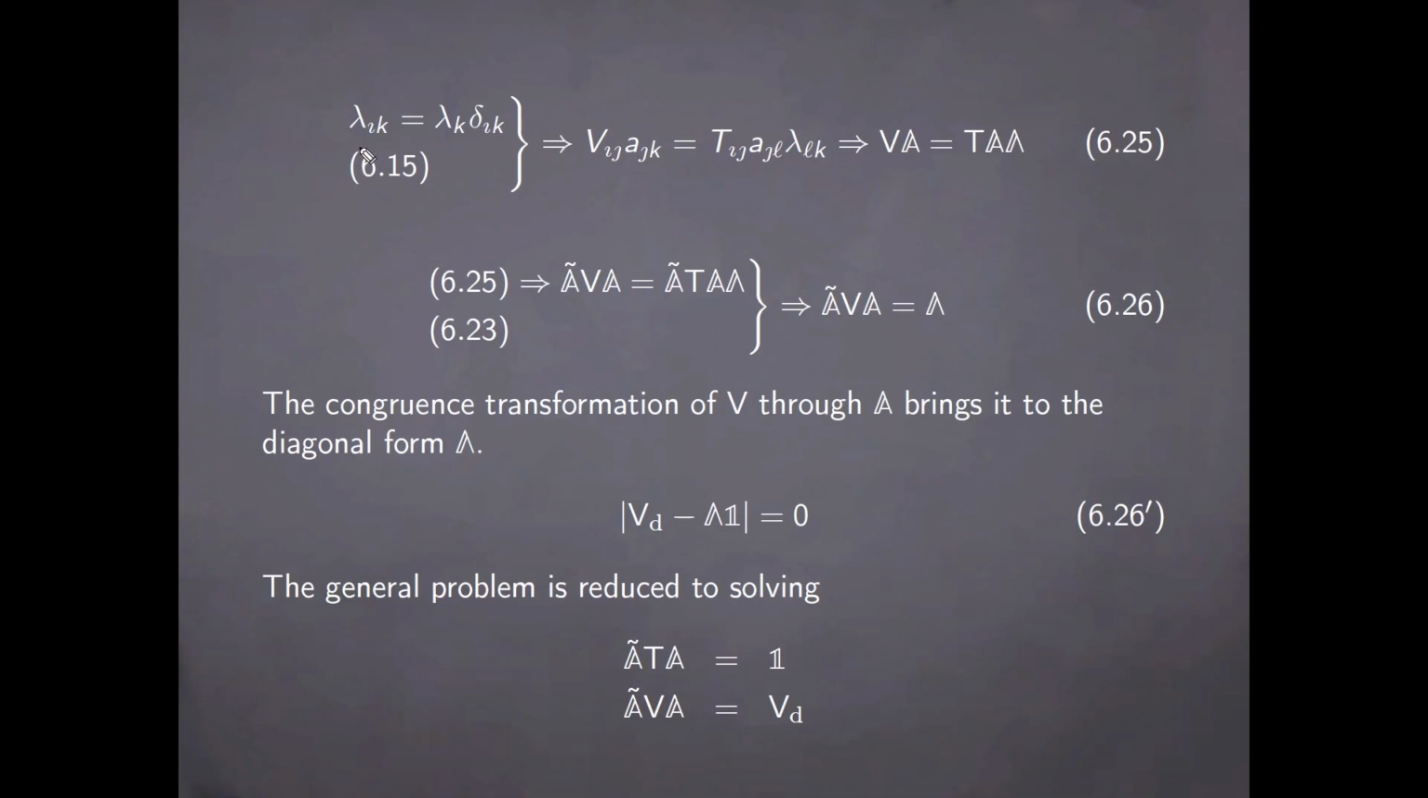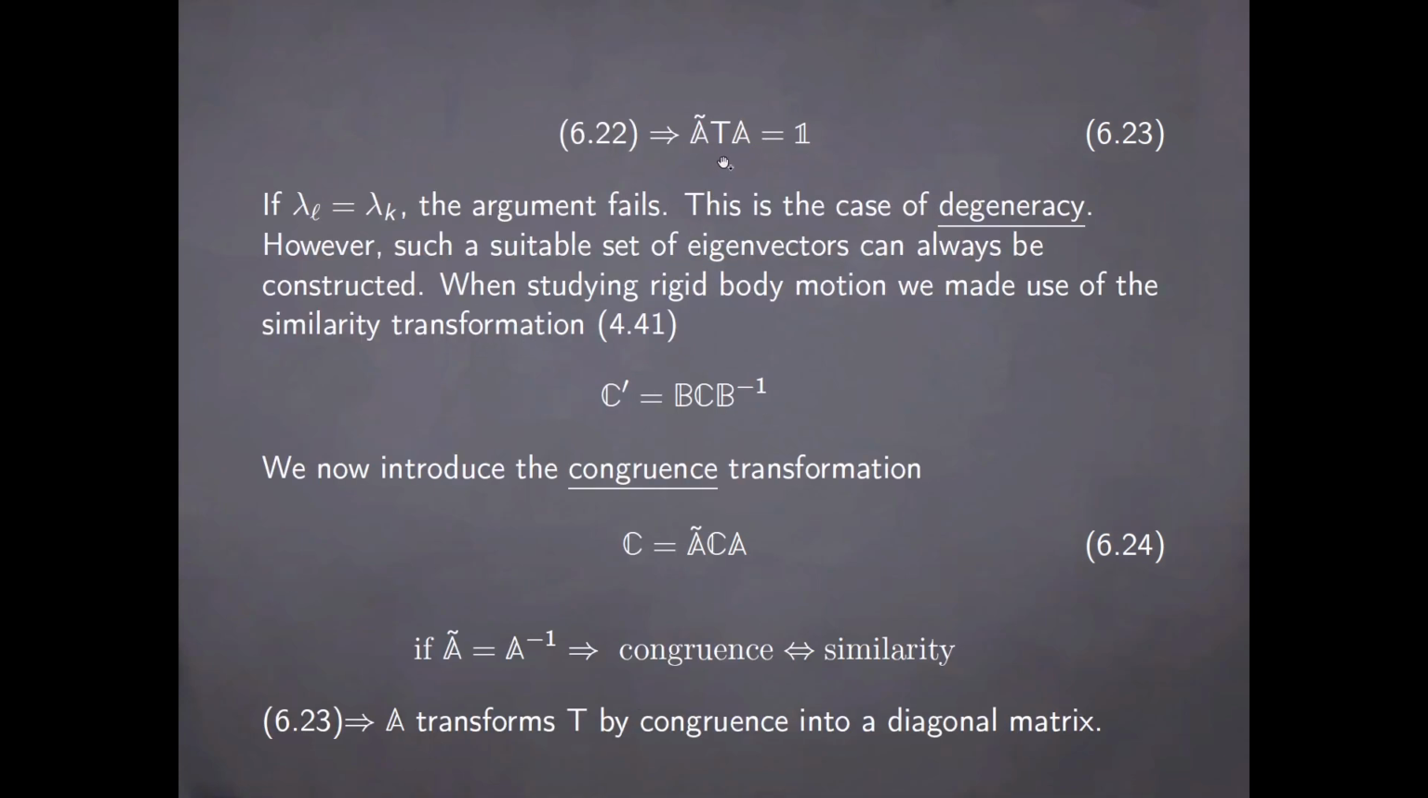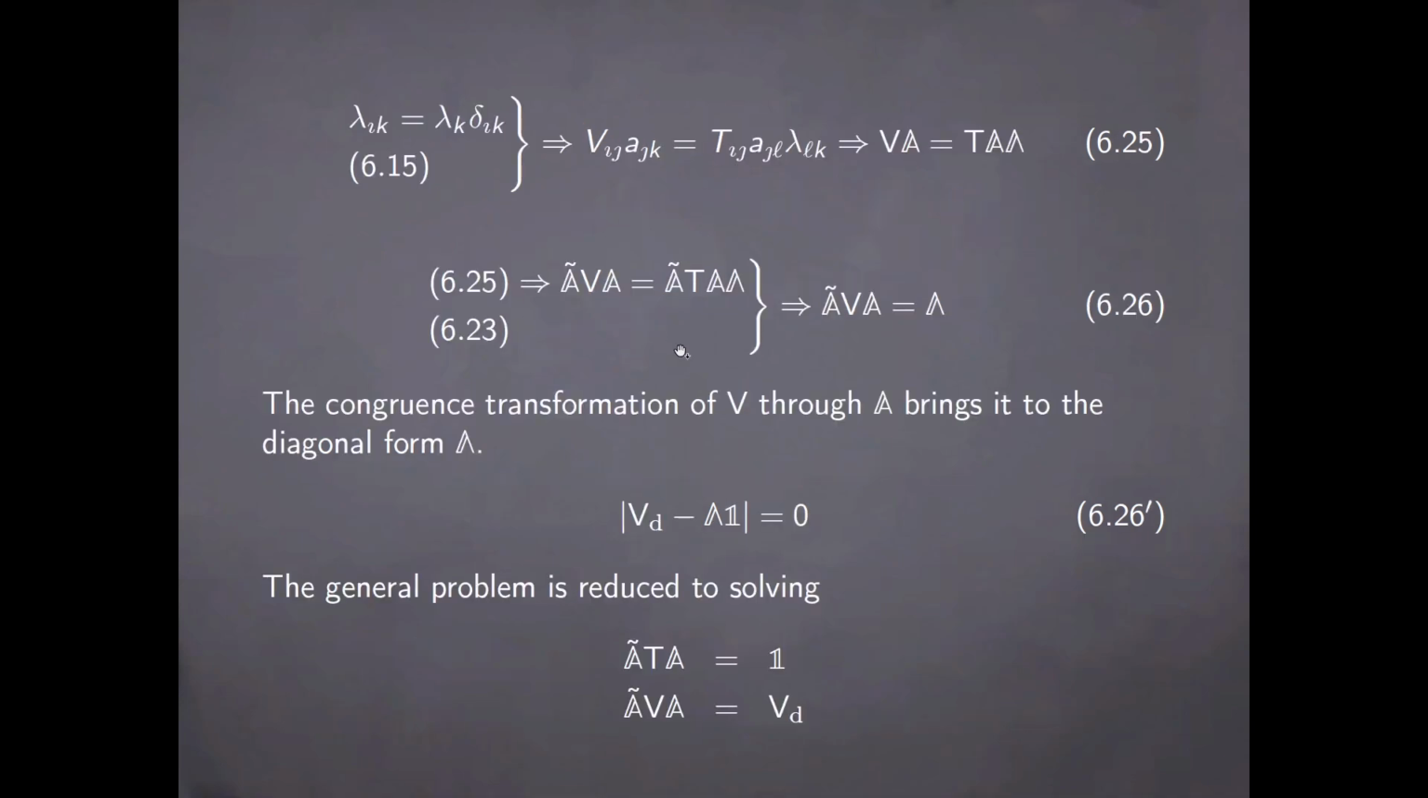Now, if we can write the eigenvalues in the form of a diagonal matrix, and then if we take this way of writing them and bring it back to equation 615, we obtain the matrix equation here. And the reason we write it in this way is because if we multiply it with the adjoint of A, with the transpose of the matrix A, from the left and use the result 623, so the congruence transformation given here, then we obtain the congruence transformation of V.